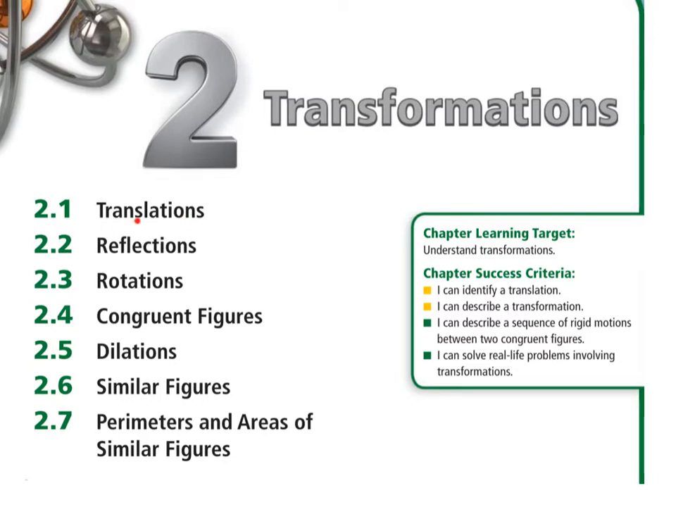So chapter 2.1 is translations, and translations move it to the right, up and to the right, or left, and up and down. So we'll talk about that in this section. Reflections, as it suggests, reflects it across the y or x axis. Rotations rotate it around a specific point. And then we're going to talk about congruent figures, which are figures that are the same. Dilations, which make it kind of zoom in, zoom out. Similar figures, which are close to the same but not congruent. Perimeters and areas of similar figures.